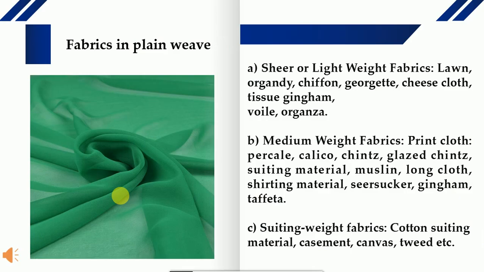A. Sheer lightweight fabrics: lawn, organdy, chiffon, georgette, cheesecloth, tissue gingham, voile, organza. B. Medium weight fabrics: print cloth, percale, calico, chintz, glazed chintz, suiting material, muslin, long cloth, shirting material, seersucker, gingham, taffeta. C. Suiting weight fabrics: cotton suiting material, casement, canvas, tweed, etc.